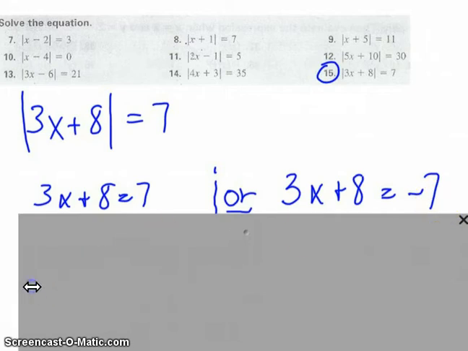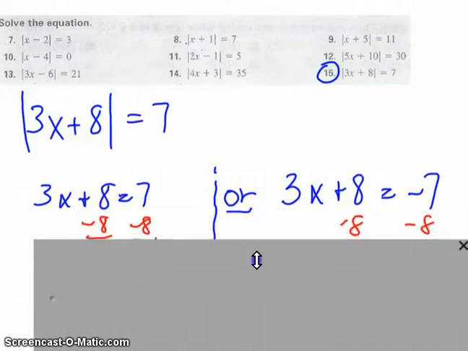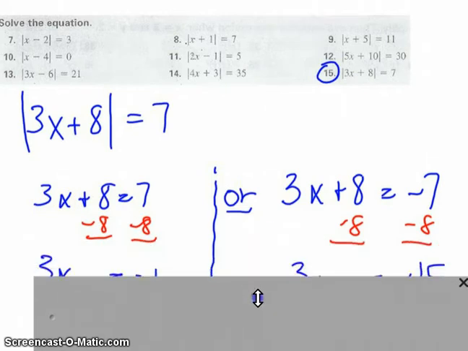If it's 7, then I'm going to have to first add 8. Let's just do both at the same time, actually. I'm going to have to subtract off 8, I mean to say. I have to subtract 8 away from both sides. So this cancels out, and in both cases, on the left, I'm going to have 3x.